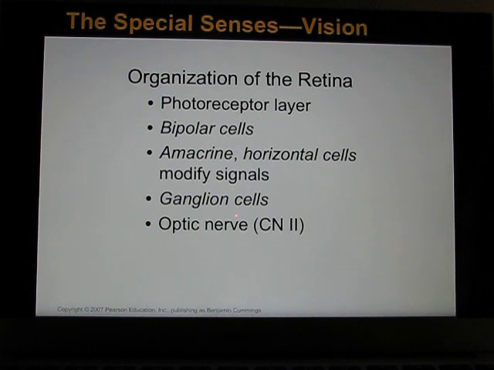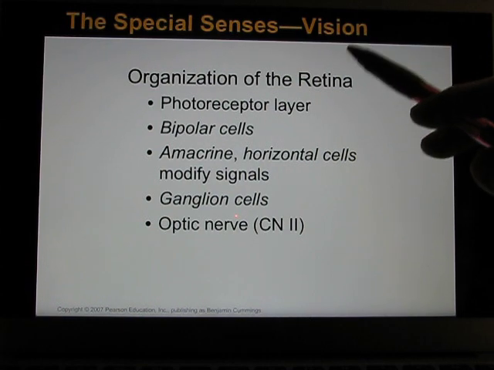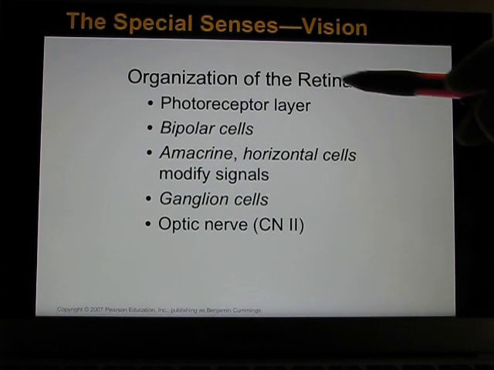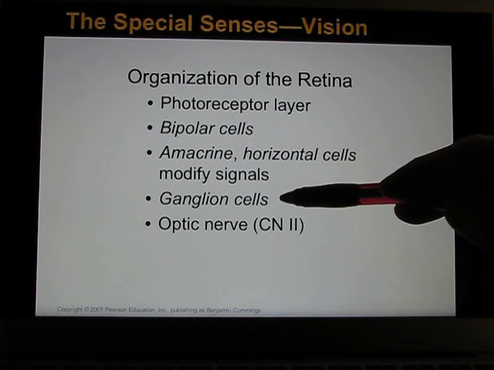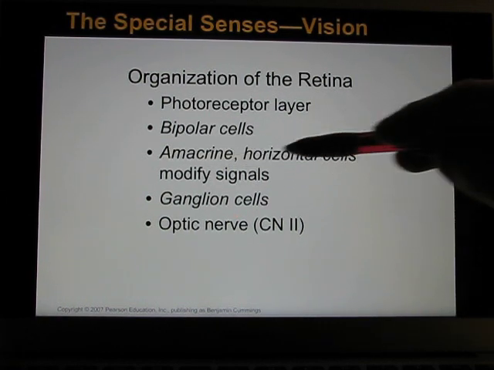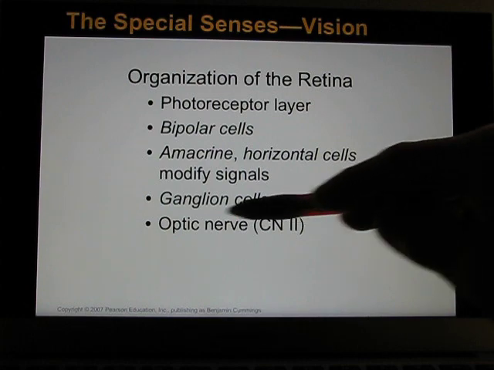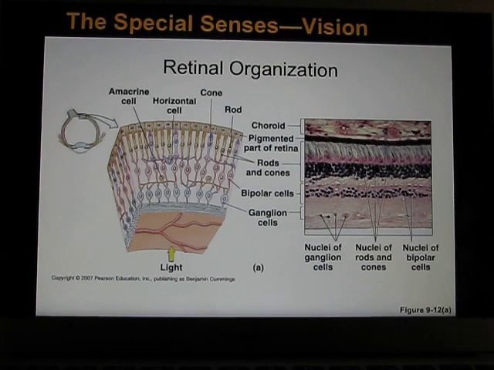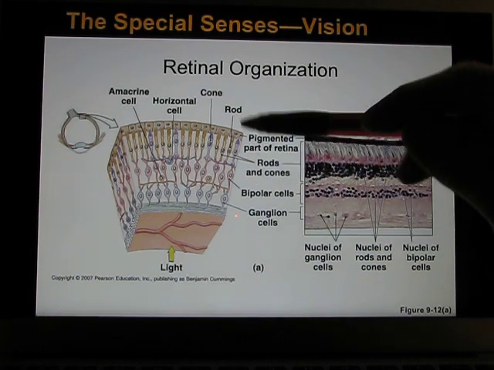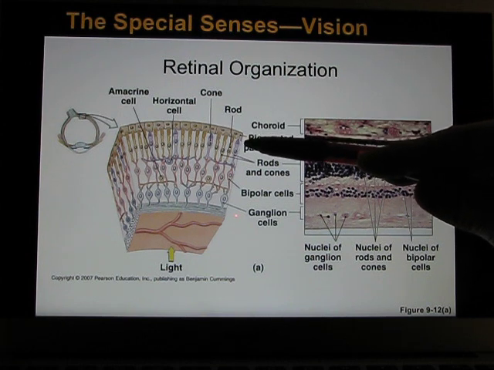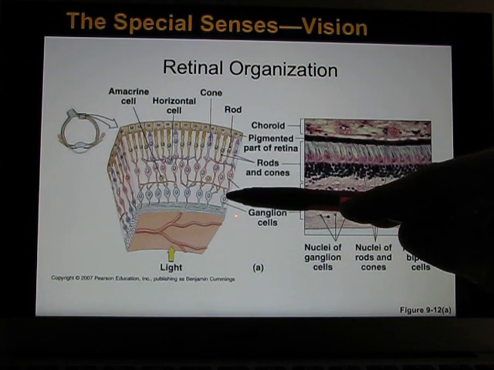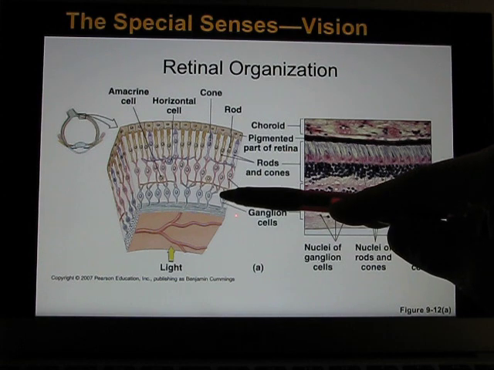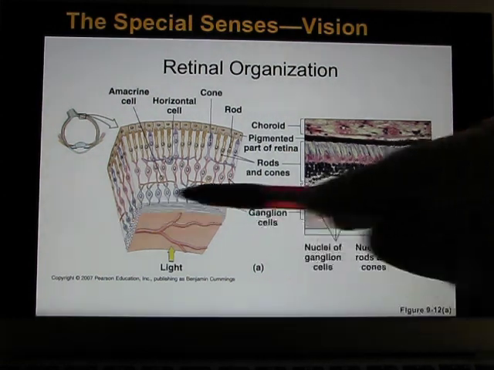Let's look at the structure of the retina. You have the photoreceptors, and you also have the bipolar cells and ganglion cells. We won't talk about the amacrine and horizontal cells too much. Together, the output is called the optic nerve, cranial nerve number 2. So the photoreceptor layer connects to the bipolar cells, which connect to the ganglion cells, which generate the action potential and send it to the brain.